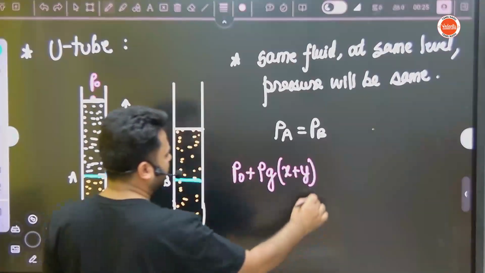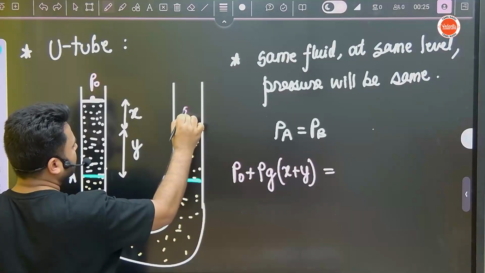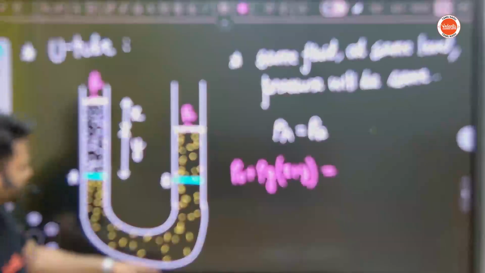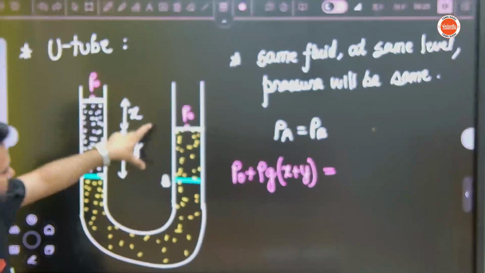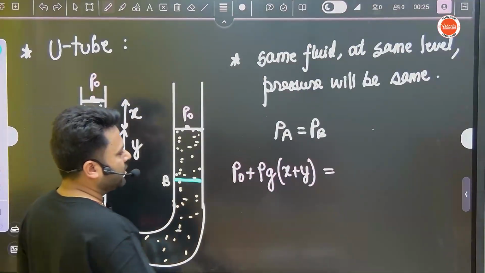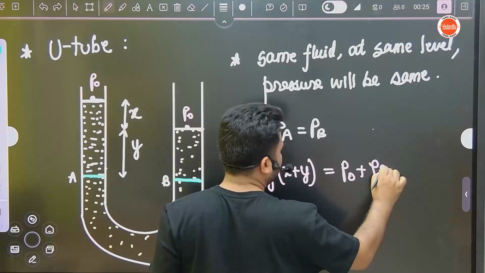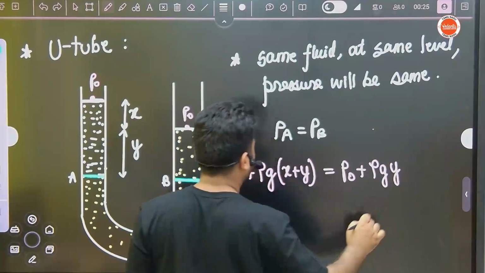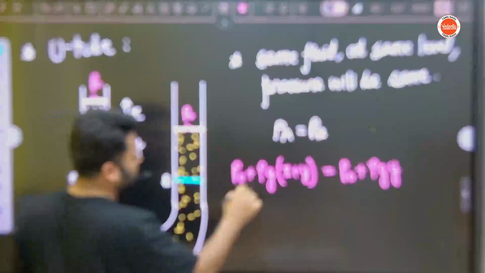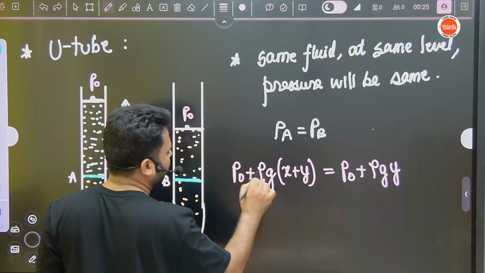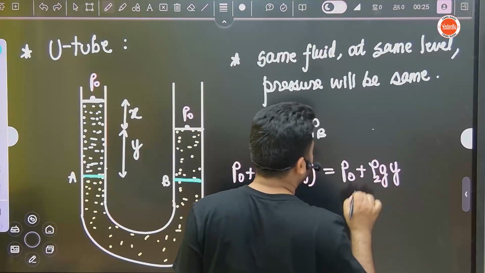Similarly, what is the pressure at B? Here the pressure is P naught, and how much depth are we going? Y. So, P naught plus rho g Y. This is another density, another liquid. Suppose water. So I am writing density of liquid 1, and for this other liquid, density of liquid 2.